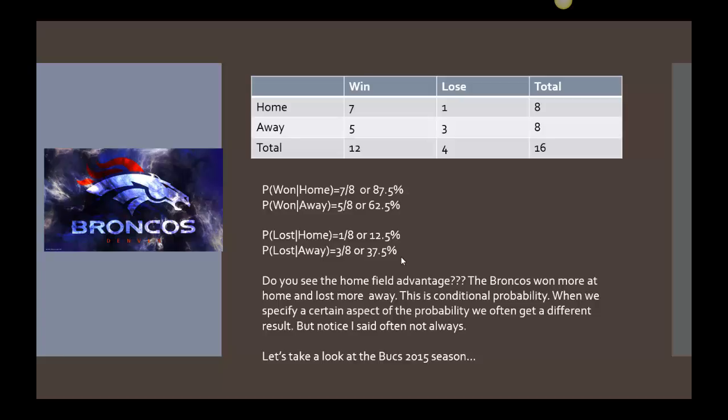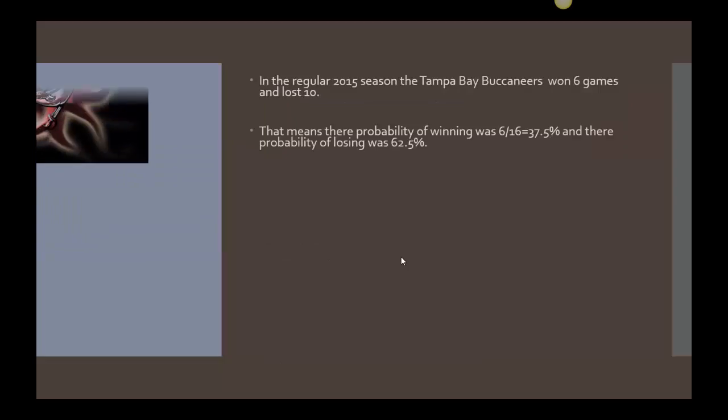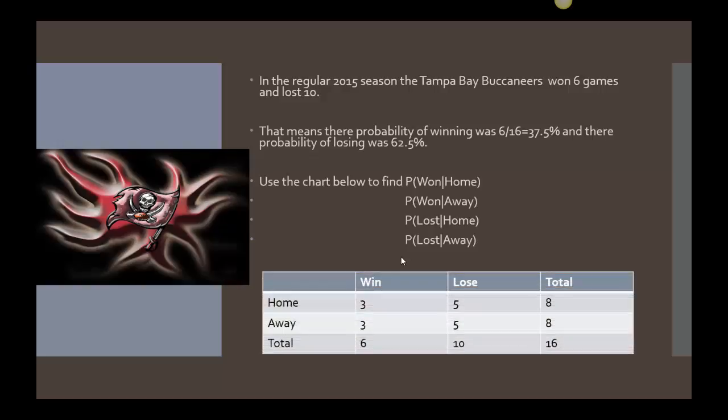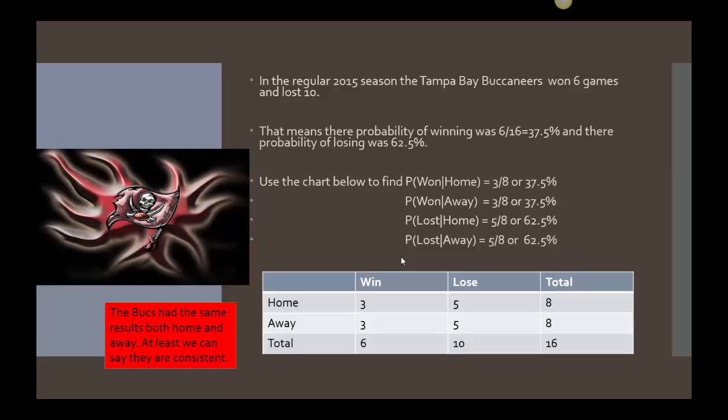Let's check out the Bucks. All right, so here come our Bucks. So in the regular 2015 season, the Tampa Bay Bucks won 6 games. They lost 10. That means their probability of winning was 37.5%, and their probability of losing was a whopping 62.5%. And like we did for the Broncos, let's do the same thing for the Bucks, and let's look at home versus away. And let's do the conditional probabilities of each.